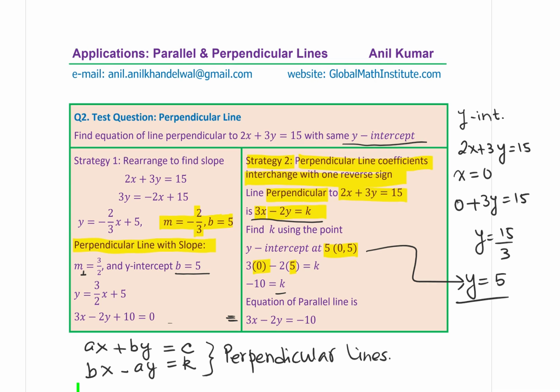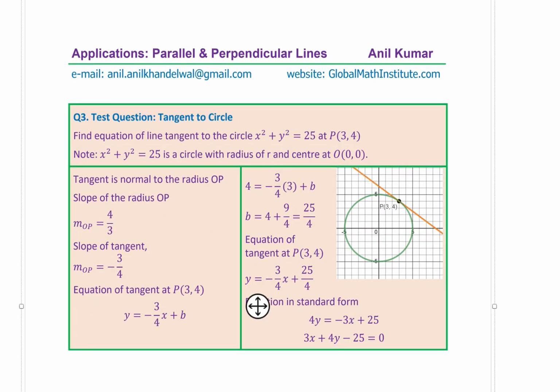Now, let's look into more examples, and these are application test questions. Finding the equation of a tangent to a circle. It is a challenge question many times. So let's go through the question once again. Find the equation of a line tangent to the circle x squared plus y squared equals 25 at a point P, which is (3, 4).